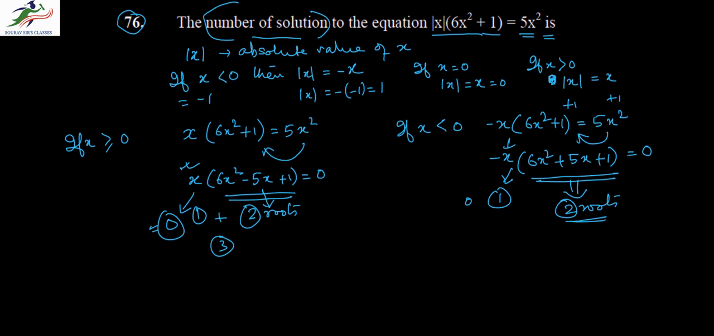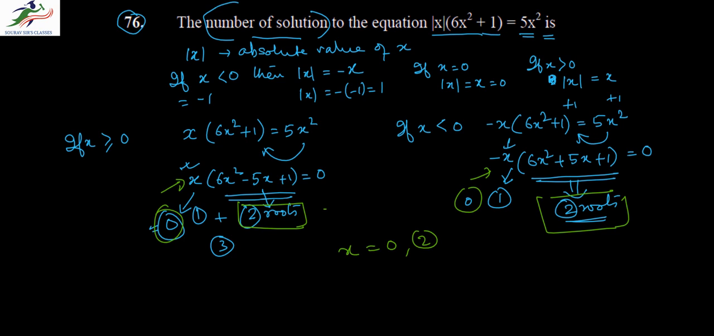So again we have two roots plus the value of x equal to 0. Now we are double counting the value of x twice, so x being 0 is possible in both cases. So that is one value of x, and then we get two values from here and two values from here. So total we have x equal to 0, and then two values from the first case and two values from the second case. So a total of 2 plus 2 plus 1 value, which is 0.